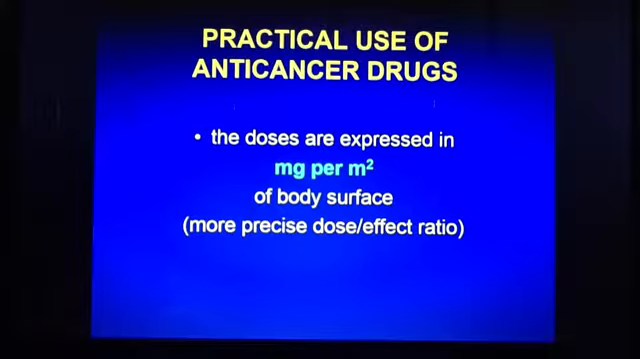Okay, and considering the practical use of cancer drugs, the doses are expressed in milligrams per meter squared of body surface. And there are precise doses and dose effect ratios, which we have to know. So this is just a summary. I'm just reading it, but this is very good for my memory, so I can recall the details from the lecture. Remember, it's in milligrams per meter squared.